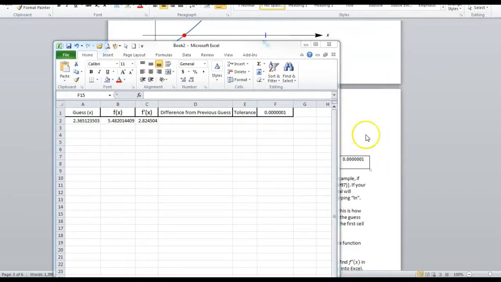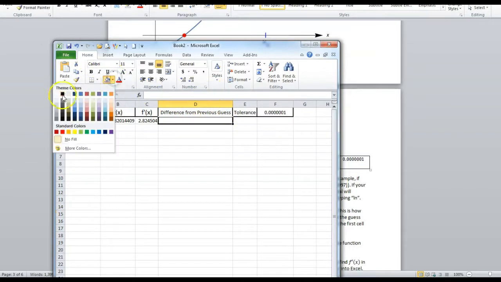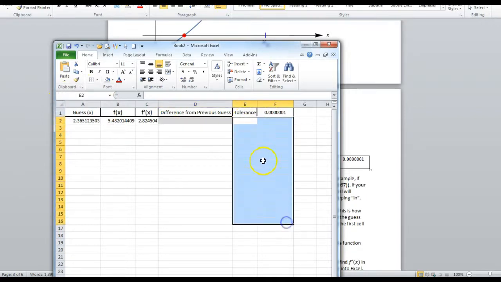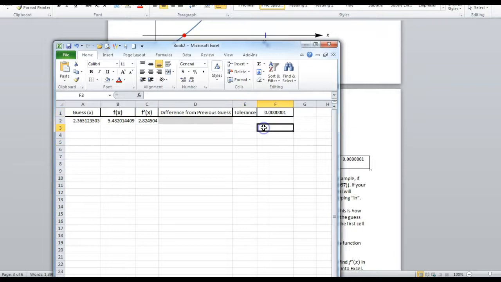So now that I have that, for the first guess there is no difference from the previous guess because there is no previous guess here. So I'm just going to gray that out. You don't have to do anything underneath here. That's just stating what the tolerance is. That lets you know when to stop. So in this cell underneath the first guess, that's where we're going to make our new guess, our second guess. And that's Newton's method. So the assumption is you derived Newton's method in the first part and you did it correctly.